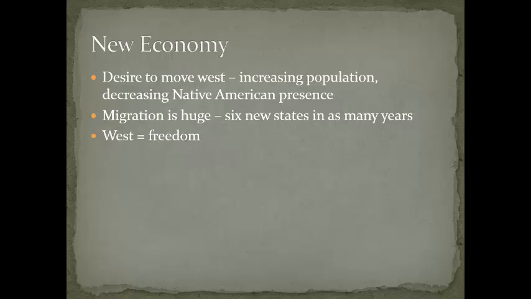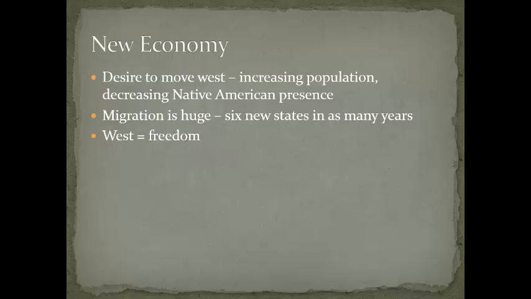There's an increasing population back east. We're essentially running out of room. We've got more people living in the same space. It's becoming crowded, so they want to find new places to live, and that's going to be in the west. Plus, and we'll talk about this in a later chapter, as the American government continues to drive Native Americans off their land, that's opening up land for white settlers to move into. So increasing population, a decreasing Native American presence, that's encouraging people to move out west.